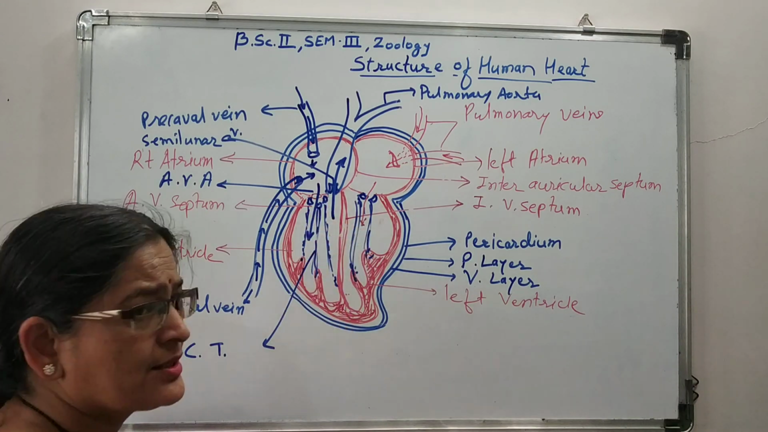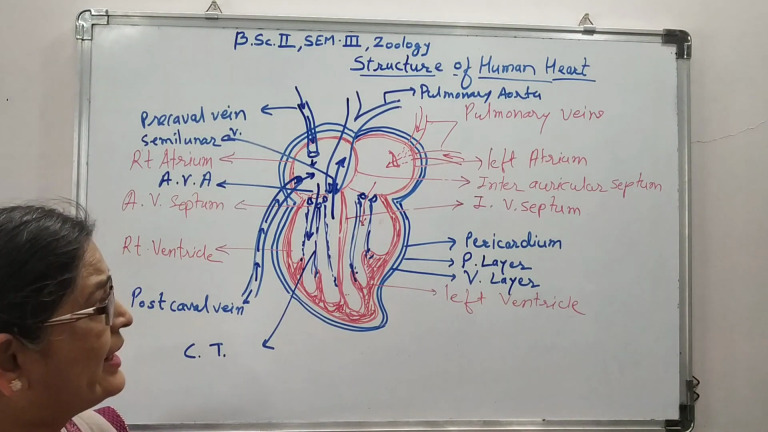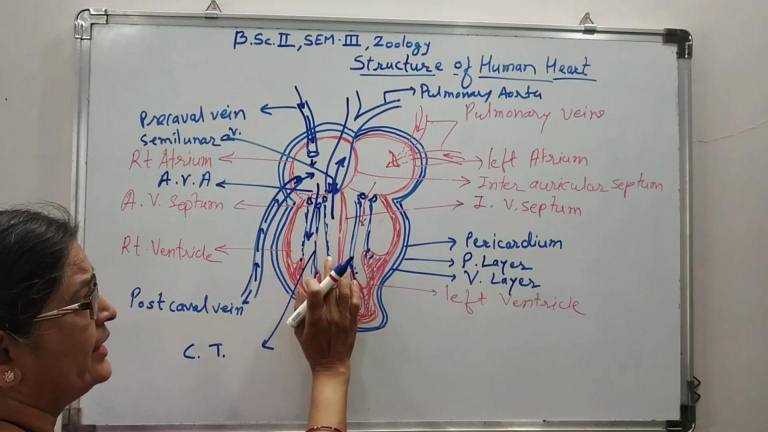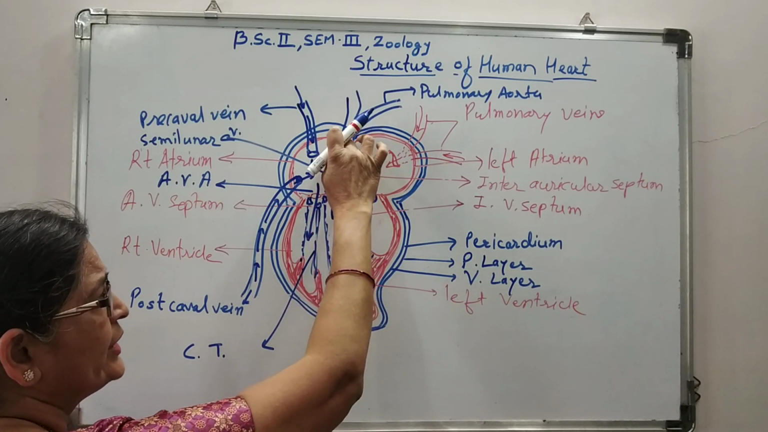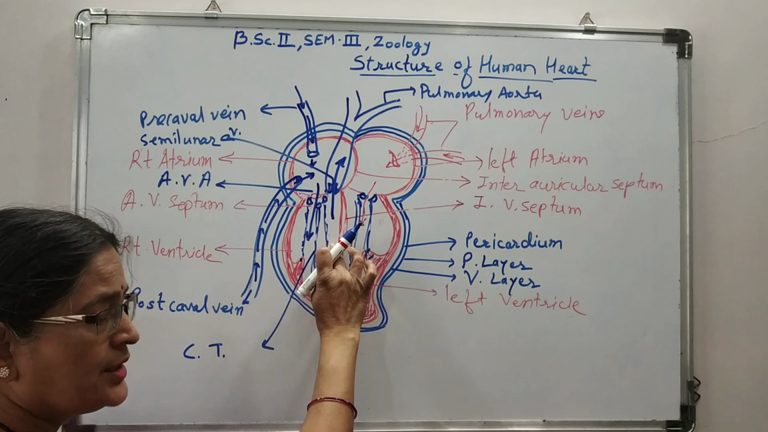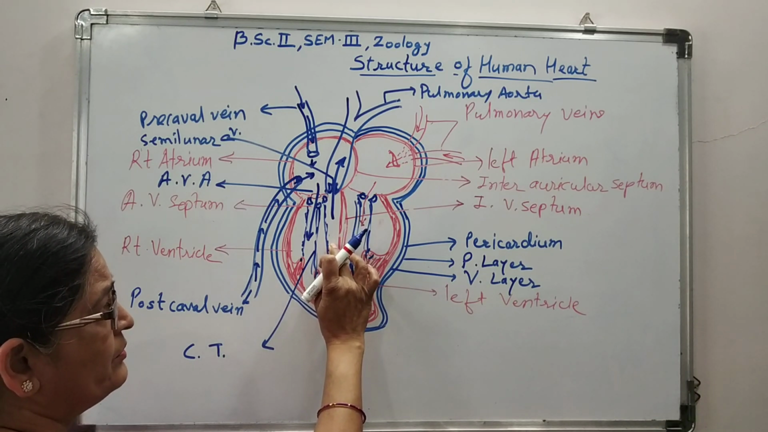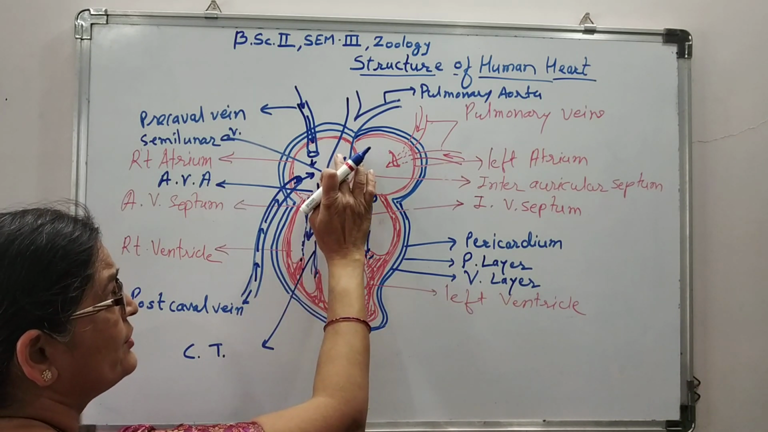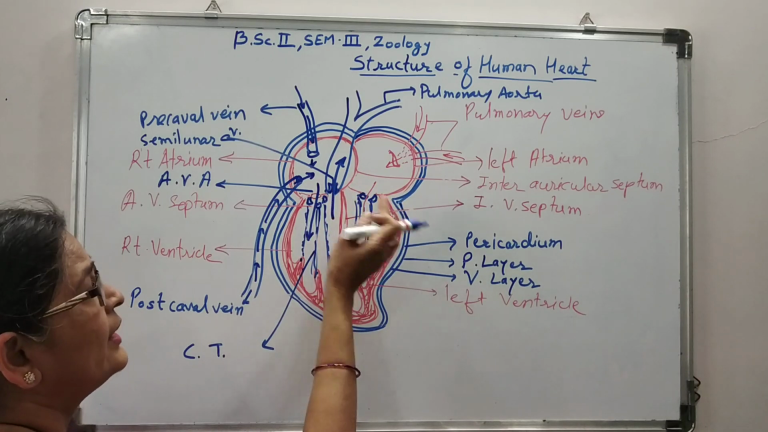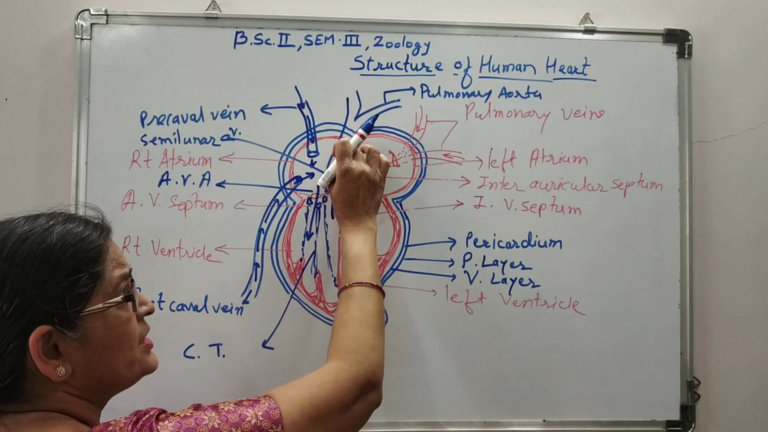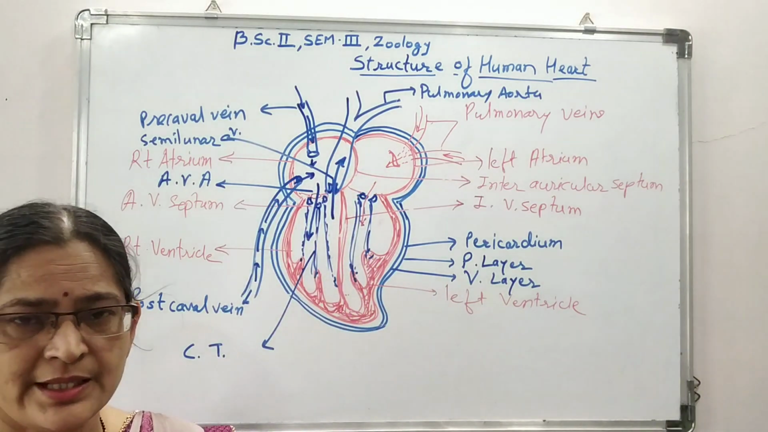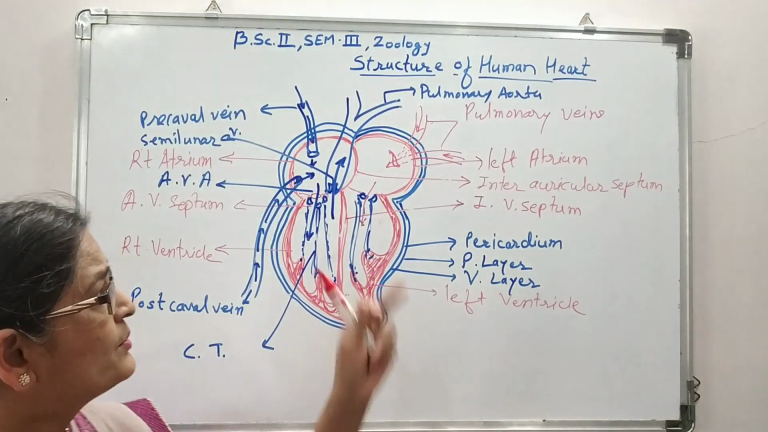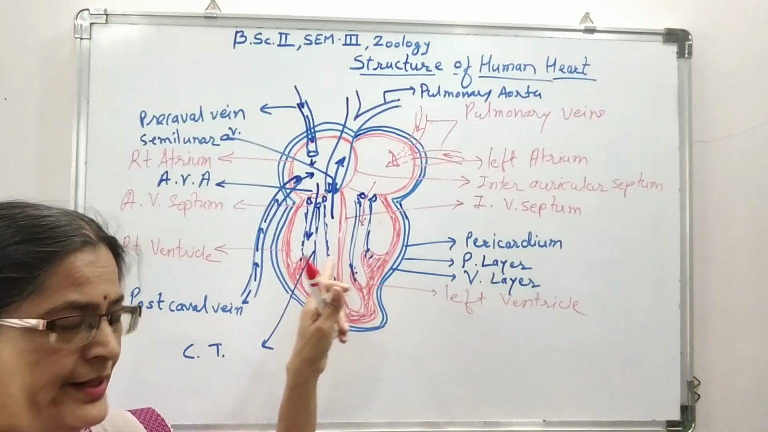These semilunar valves again restrict the backward flow of blood from this pulmonary aorta to the ventricle. Once blood enters into this pulmonary aorta, it cannot pass back into the respective ventricle due to the presence of these semilunar valves. When blood is pushed into this aorta, the valves open, and when blood passes into this pulmonary aorta, these semilunar valves get closed. Means again it prevents the backward flow of blood from the aorta to the ventricle.